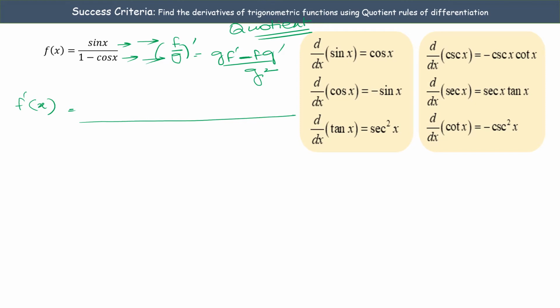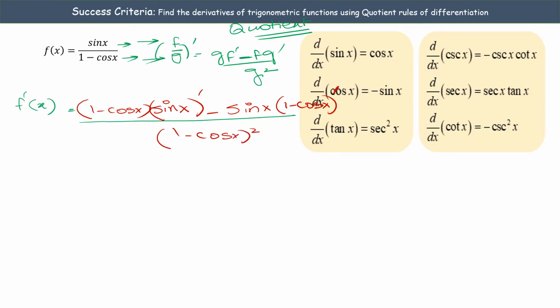So have a look here. What is written? g. So write down 1 minus cosine x, which is your g. F prime means the numerator sin x with the prime. Minus, put as it is. Then f, that means sin x, and g prime, which means 1 minus cosine x with prime. Don't forget to put the prime. Now g square, which means 1 minus cosine x whole square.